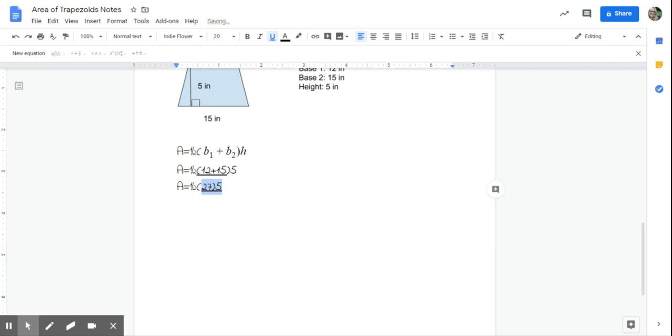So I'm going to do this now. 27 times 5. Area equals, we haven't done anything with 1/2 yet. We're getting there. 27 times 5. So I'm actually going to do it on my paper. 27 times 5. Let's see, that's 35, and 5 times 2 is 10. So I got 135.